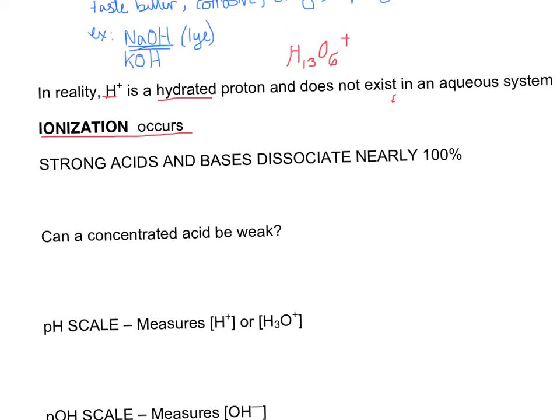We have strong acids and we have weak acids. Same thing with bases. We have strong bases and weak bases. Now the strong ones, the strong acids or bases, they will dissociate nearly 100%. That means they will ionize 100%. So if you put HCl in water, it will 100% go to H plus and Cl minus.